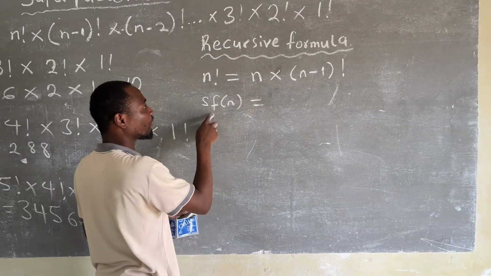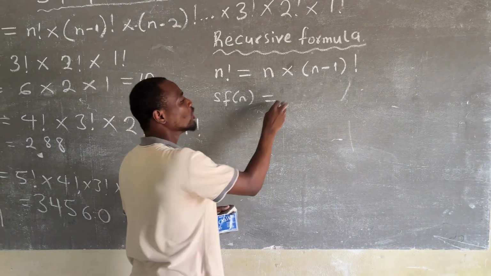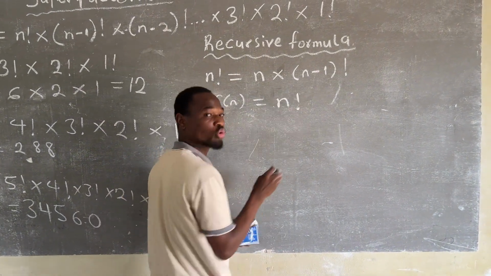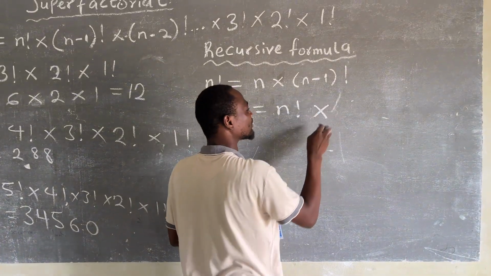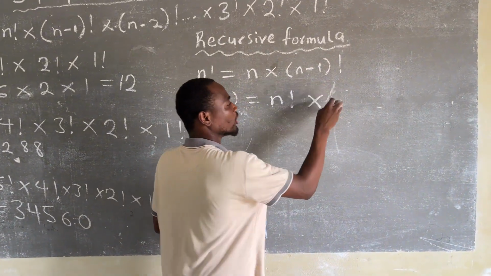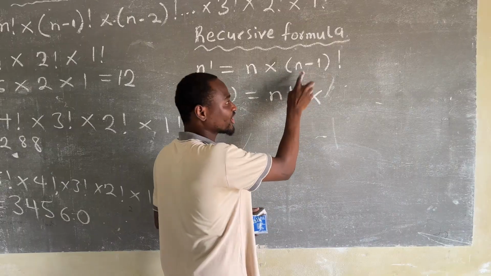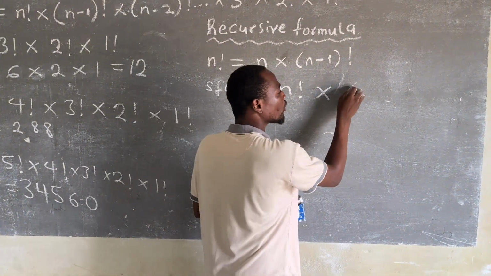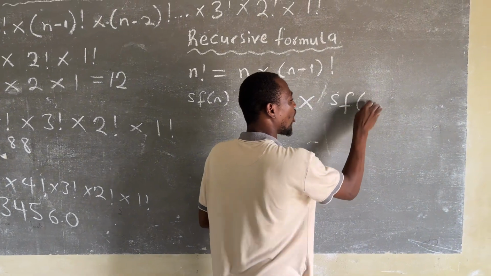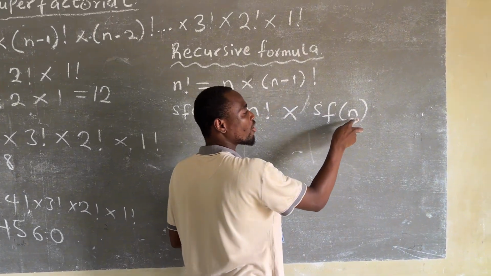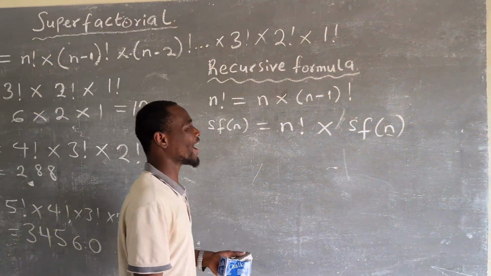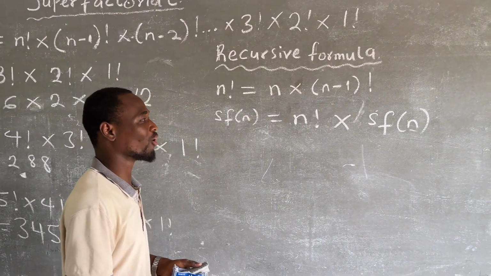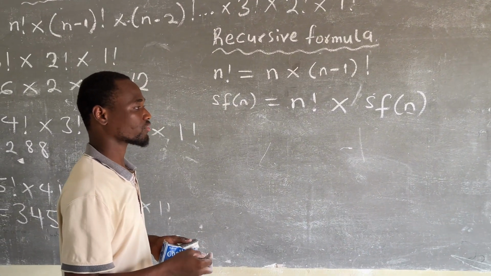So here, what do you have? For the superfactorial of n, you have n factorial, then times the expression (n minus 1) factorial. So for superfactorial, we have it this way: SF of n, the superfactorial of n. As simple as that.